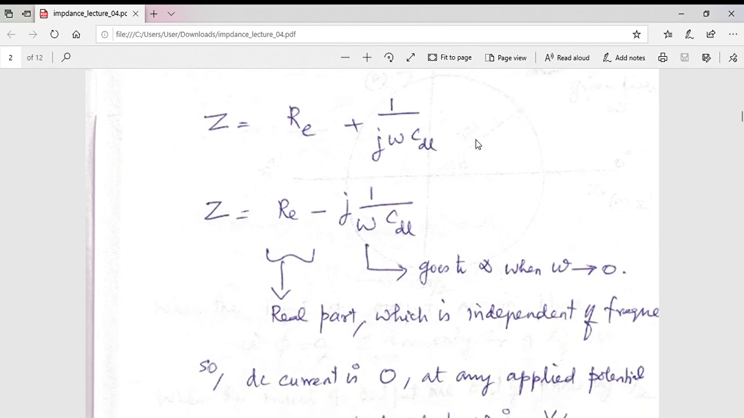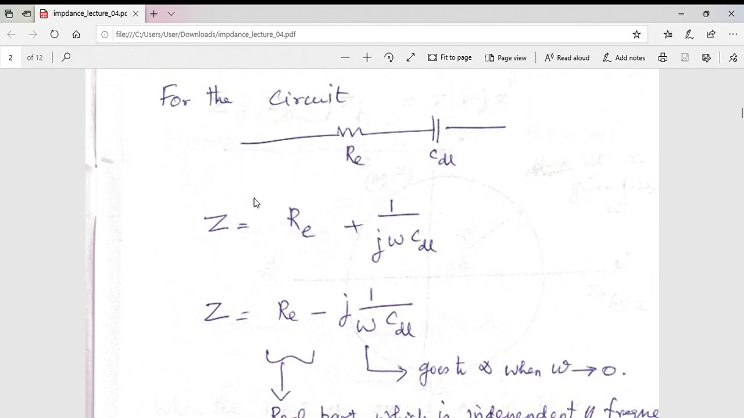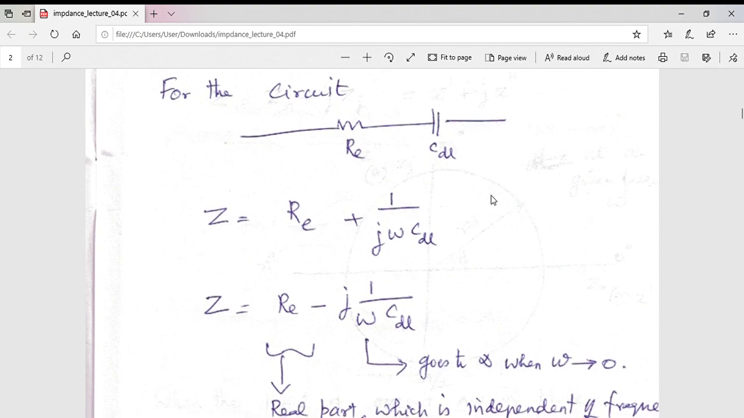And suppose the frequency goes to 0, that means you apply a DC potential across this, because there is no AC component when the frequency is 0. Then what will happen? Quickly the capacitor will get charged in a fraction of a second. After that, it will act like an open circuit. The resistance of this part will become infinite, so no current will flow in the circuit.